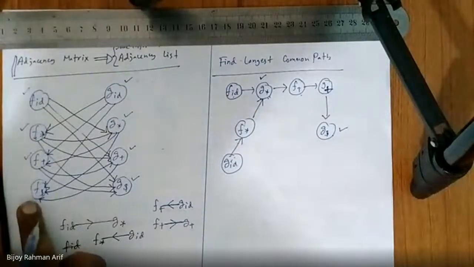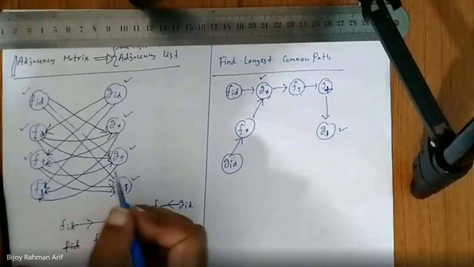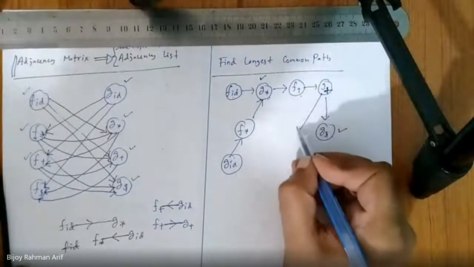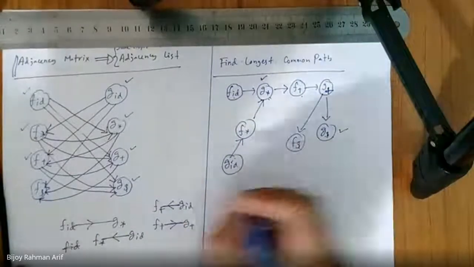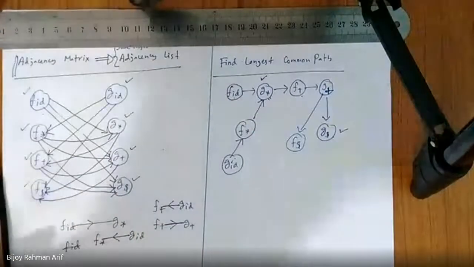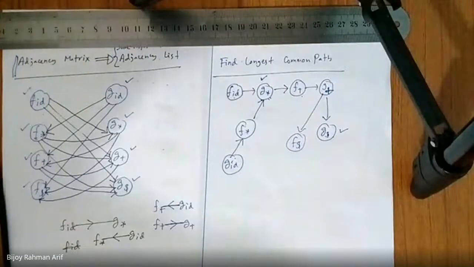What can F dollar be related to? F dollar can relate to G plus. So then we are done. All are covered. Now find out the longest path.